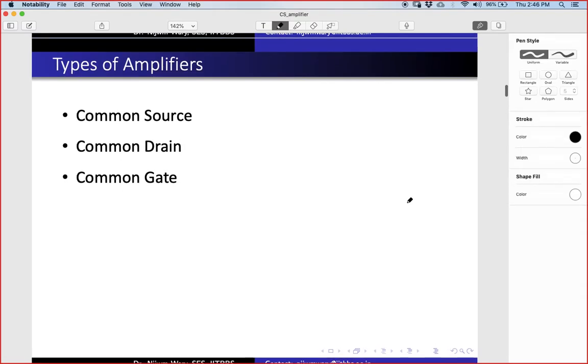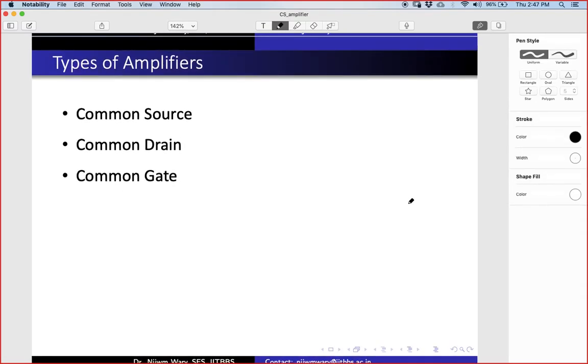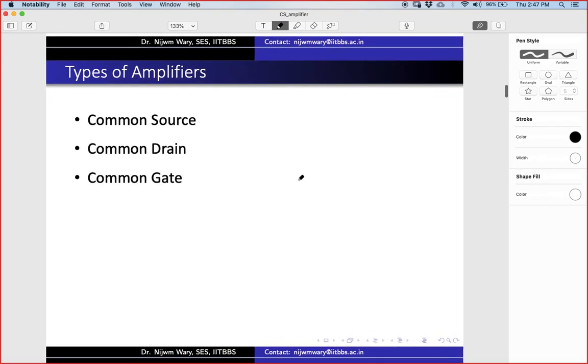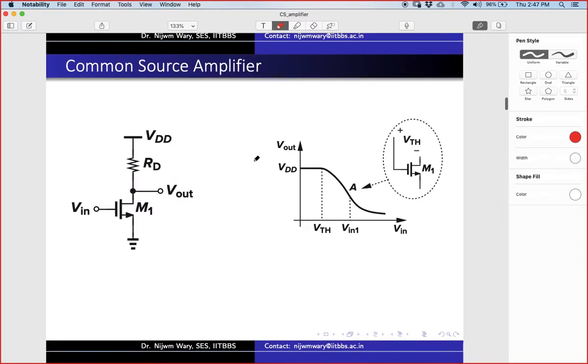So amplifiers can basically be divided into 3 types: one is the common source, common drain, and common gate. So this is my common source amplifier. We call it a common source because the source of the MOSFET is common to the input. It is grounded basically, so it is common to both the input and the output. That's why it is called a common source amplifier.